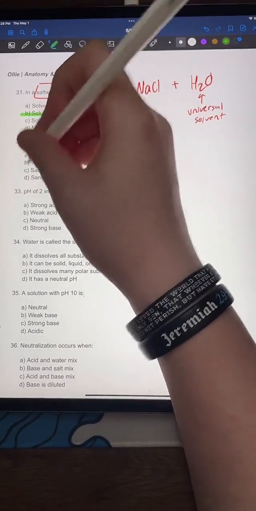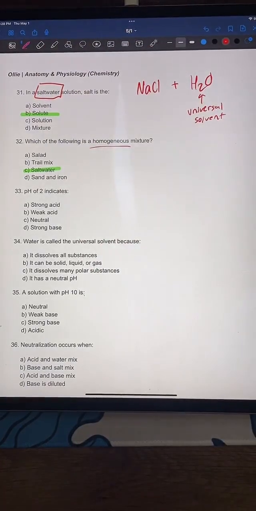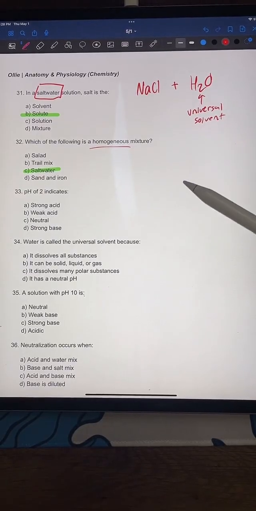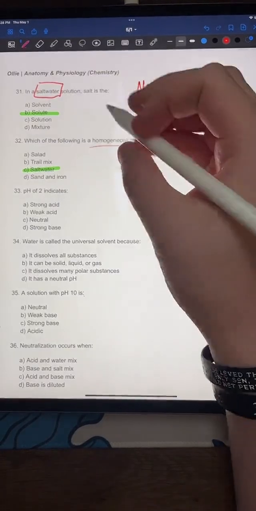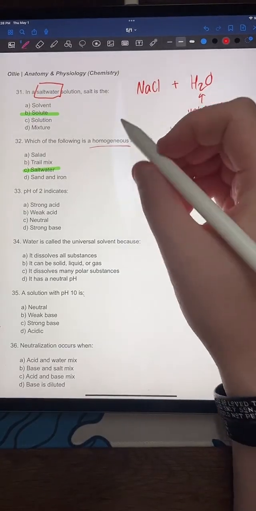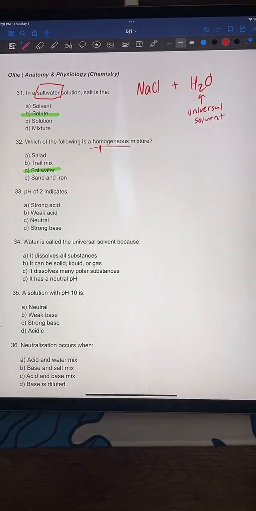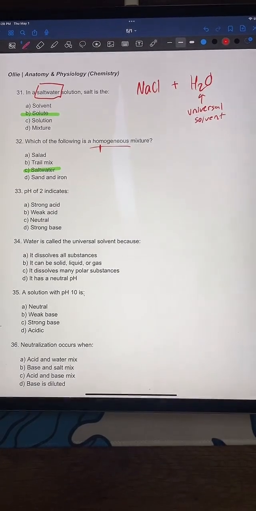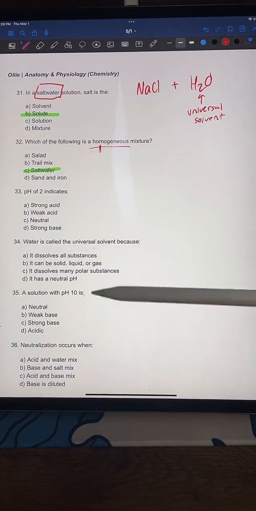Alrighty. So the answer for the homogeneous mixture is salt water, because salt gets completely dissolved in water. It creates a uniform or similar composition throughout the entire solution, which is what homogeneous means. So no matter where you would sample it, the ratio of salt to water will be the same. A salad would be heterogeneous because you can separate the individual components like the lettuce, the tomatoes, the cucumbers, so it is not uniform throughout.